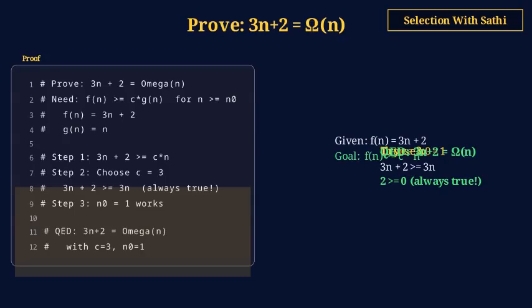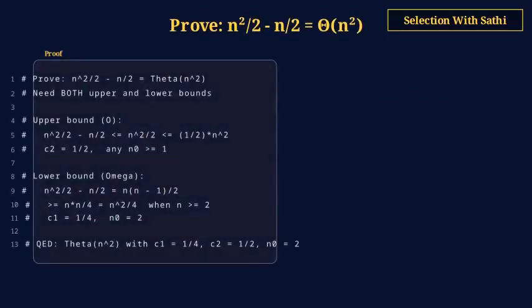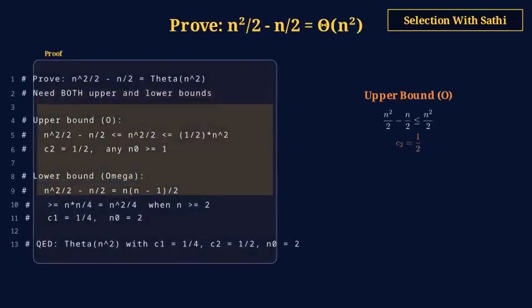Then we need 3n plus 2 greater than or equal to 3n. Simplify, this becomes 2 greater than or equal to 0. That's always true. So we can pick n0 equals 1. With c equals 3 and n0 equals 1, the inequality holds for every n greater than or equal to 1. Therefore 3n plus 2 equals omega of n. Proof complete. Now a theta proof, which requires proving both bounds.